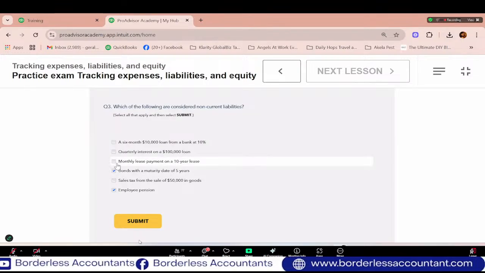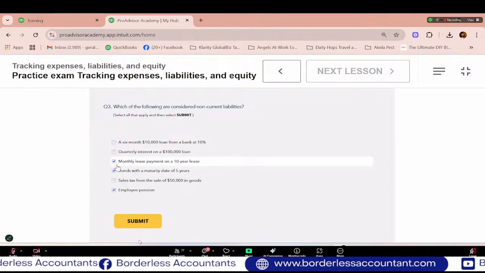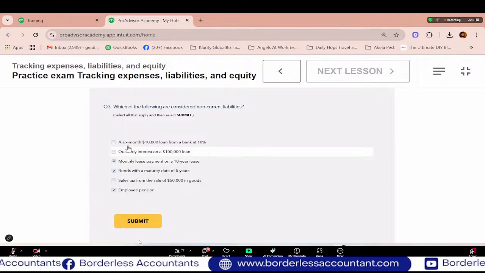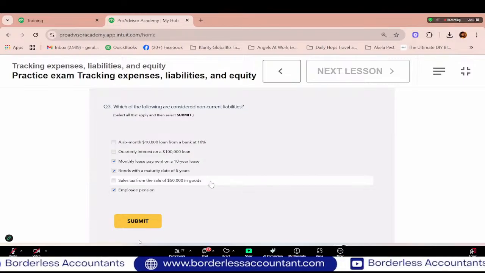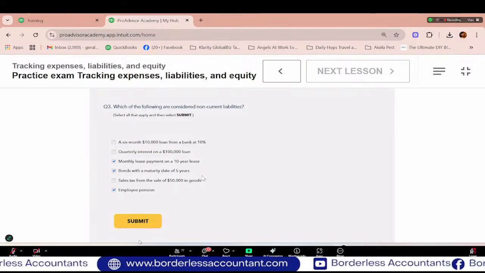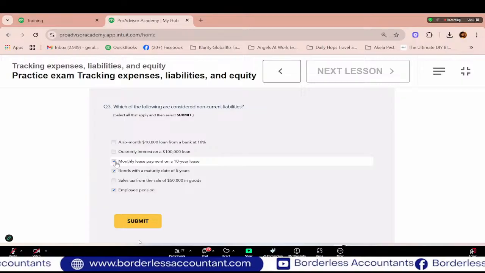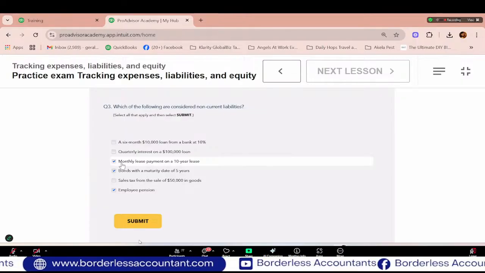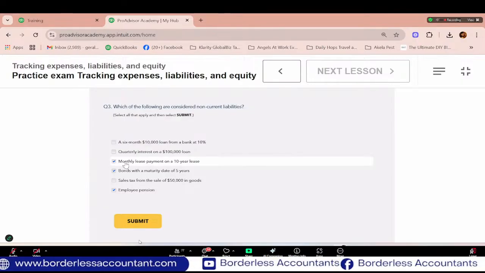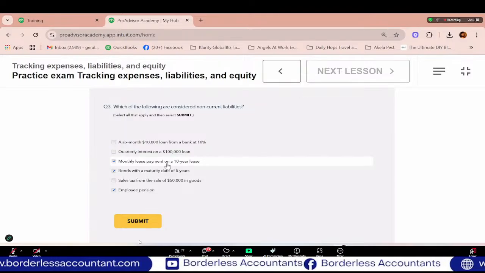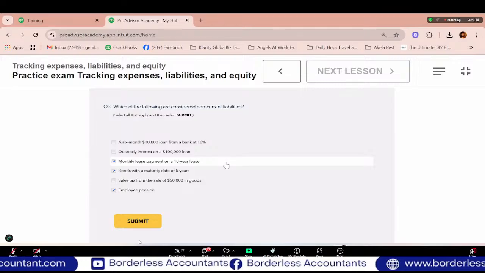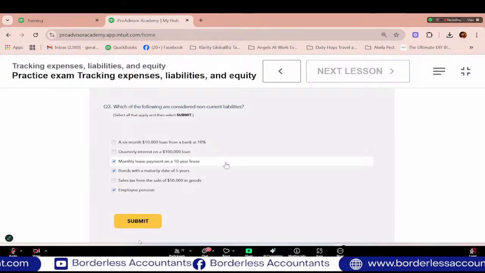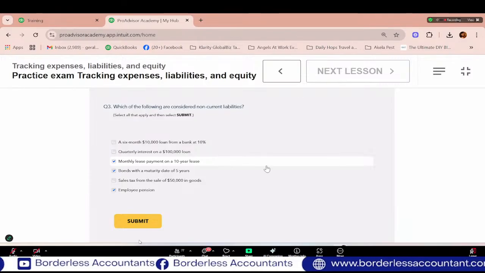Wait, what is this? A, B, C, D, E, F. Oh, there's also an F, I didn't see it. I made a mistake. It's funny. So F is the employee pension, C is the monthly lease payment for a 10-year lease, and bonds with a maturity date of 5 years. Then, employee pension. Okay? Can we submit?